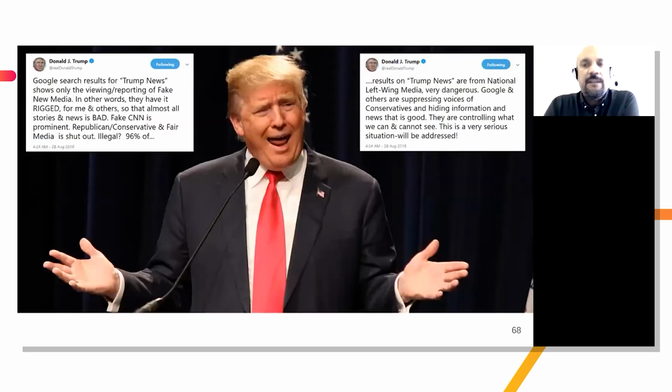So let me briefly talk about transparency. Transparency is a very tricky issue in algorithmic fairness.